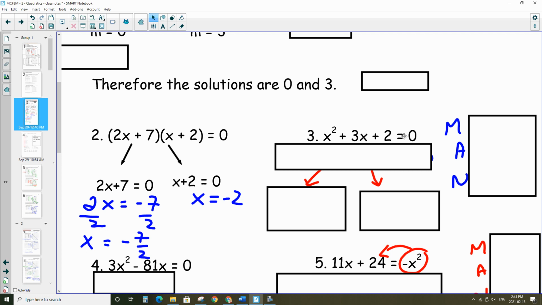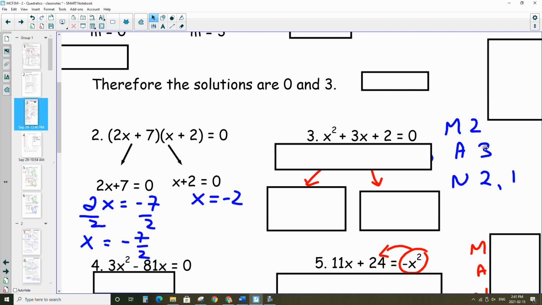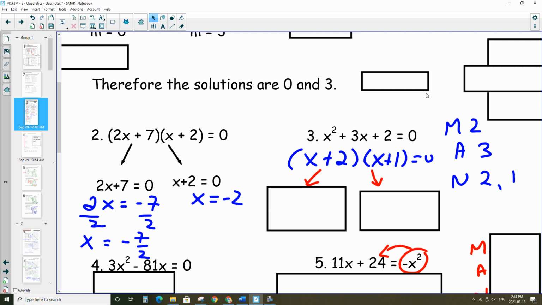Question 3, this one is not factored. So this is trinomial factoring. You're thinking of two numbers that multiply to 2 and add to 3, and those values are going to be 1 and 2, right? 1 times 2 is 2, 1 plus 2 is 3. So I've factored this as x plus 2 and then x plus 1.